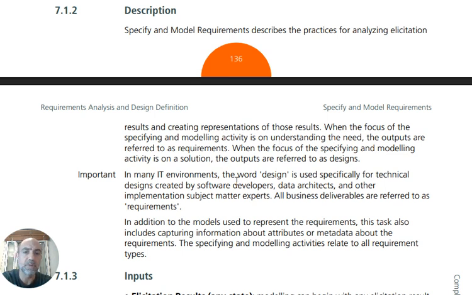So specify and model requirements describes the practices for analyzing elicitation results and creating representations of those results. Elicitation results are basically the results of the people that we talked to, the information that we gathered, like what we extracted. And we're creating representations of those results, like, how do we document them?